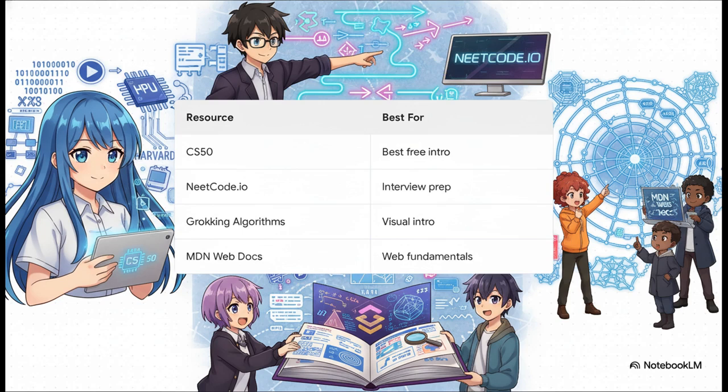When you're ready to prep for those algorithmic interviews we talked about, use neetcode.io. It provides a phenomenal structured roadmap. If dry textbooks bore you to tears, Grokking Algorithms is incredibly visual and super beginner-friendly. And for all those practical web and networking skills, Mozilla's MDN Web Docs is your absolute Bible. Prioritize CS50 and NeetCode, and you are golden.